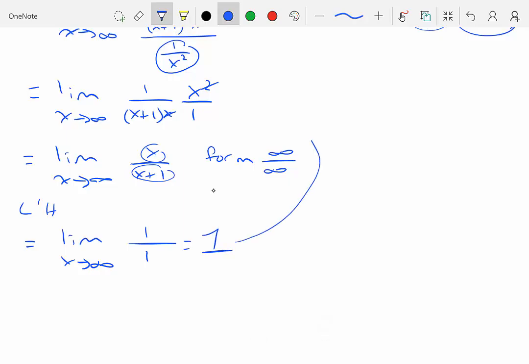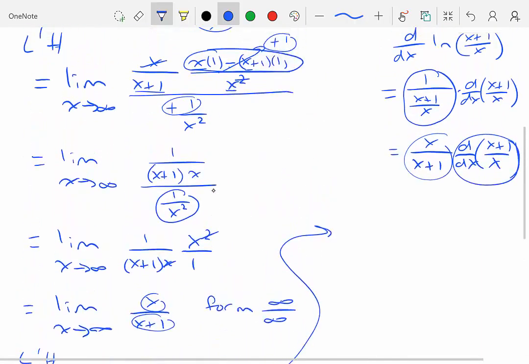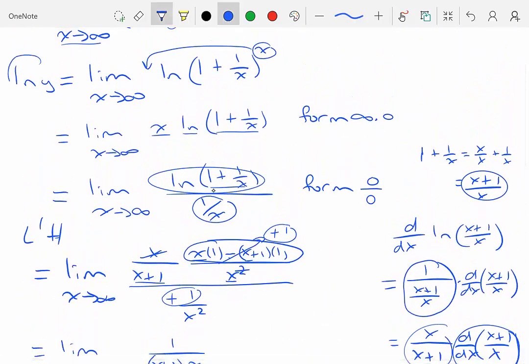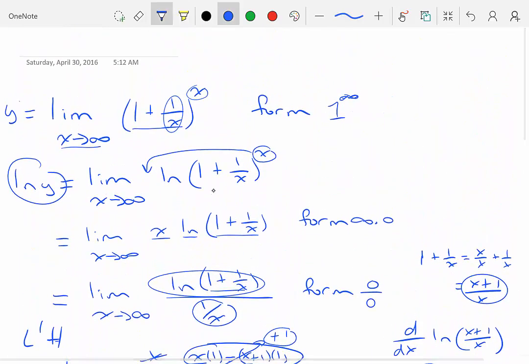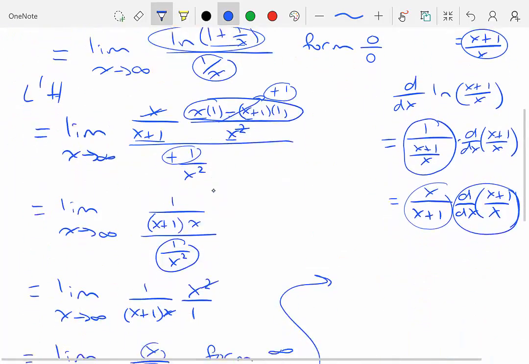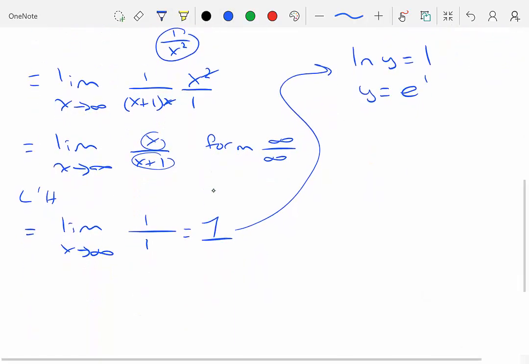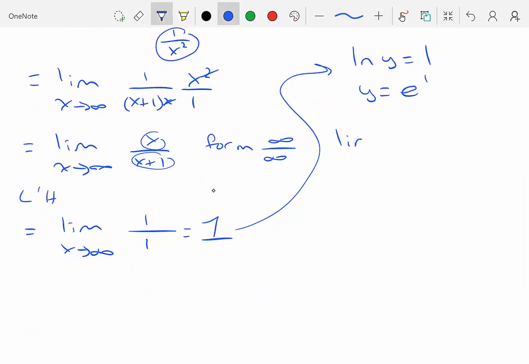Okay, so remember, this is not the limit that we were looking for. What I did was I just found the ln of y, and what I was really looking for was y. So what I have concluded is that the ln of y is equal to 1, which means that y is equal to e to the 1. So my grand conclusion is that the limit, as x is approaching infinity, of (1 plus 1 over x) raised to the x is equal to e.